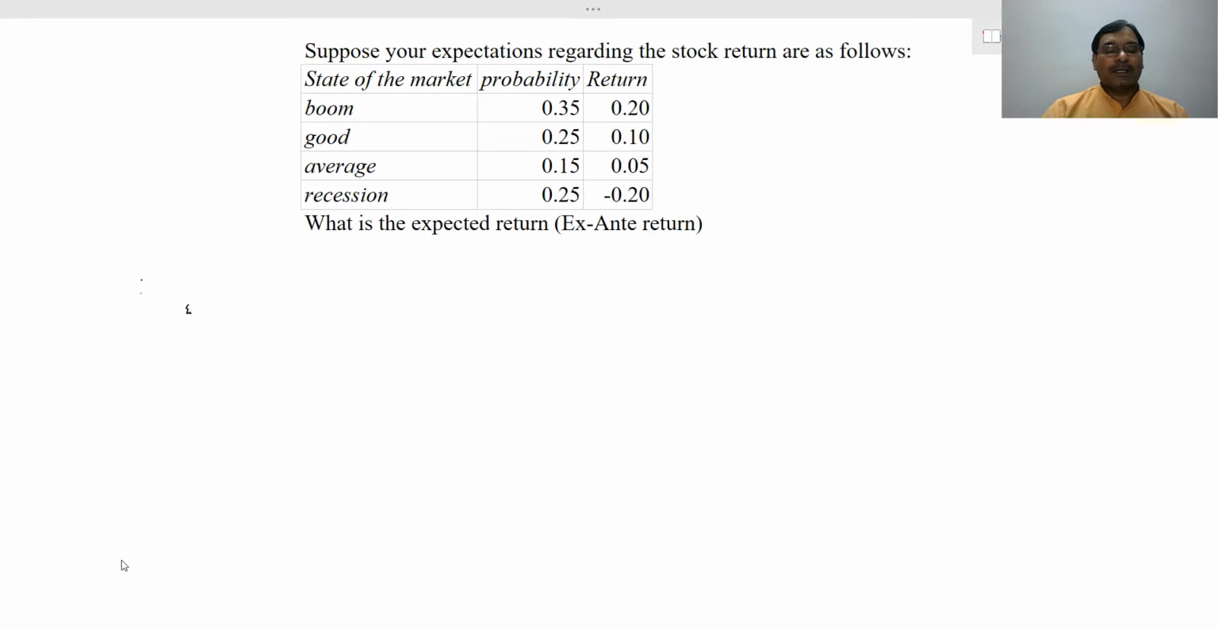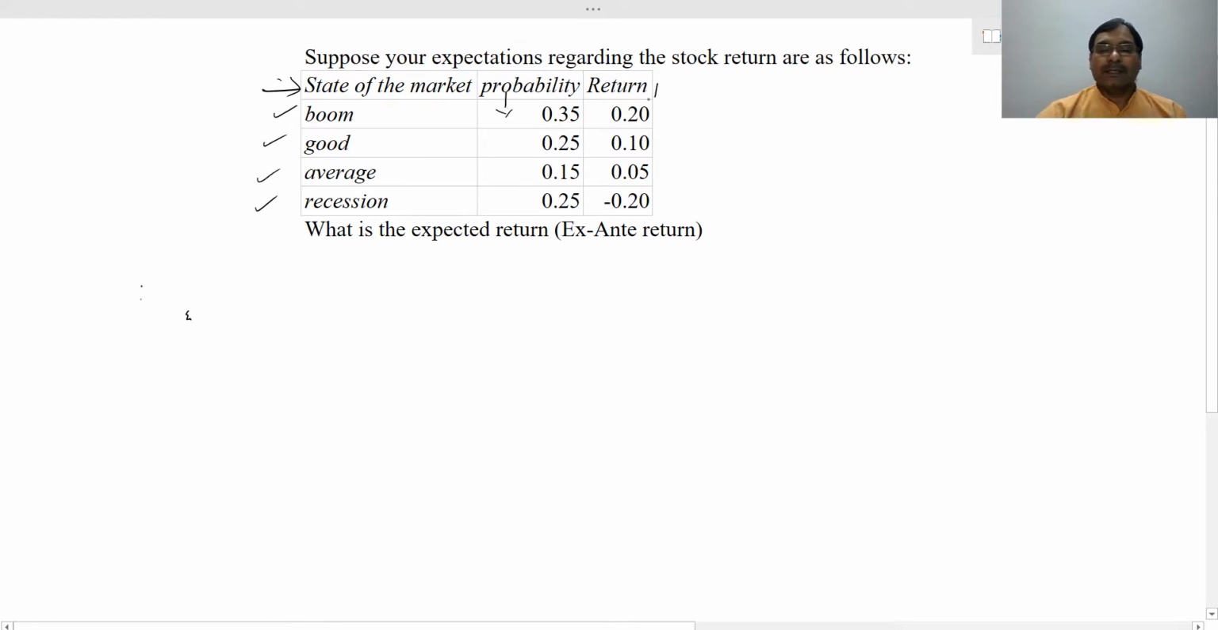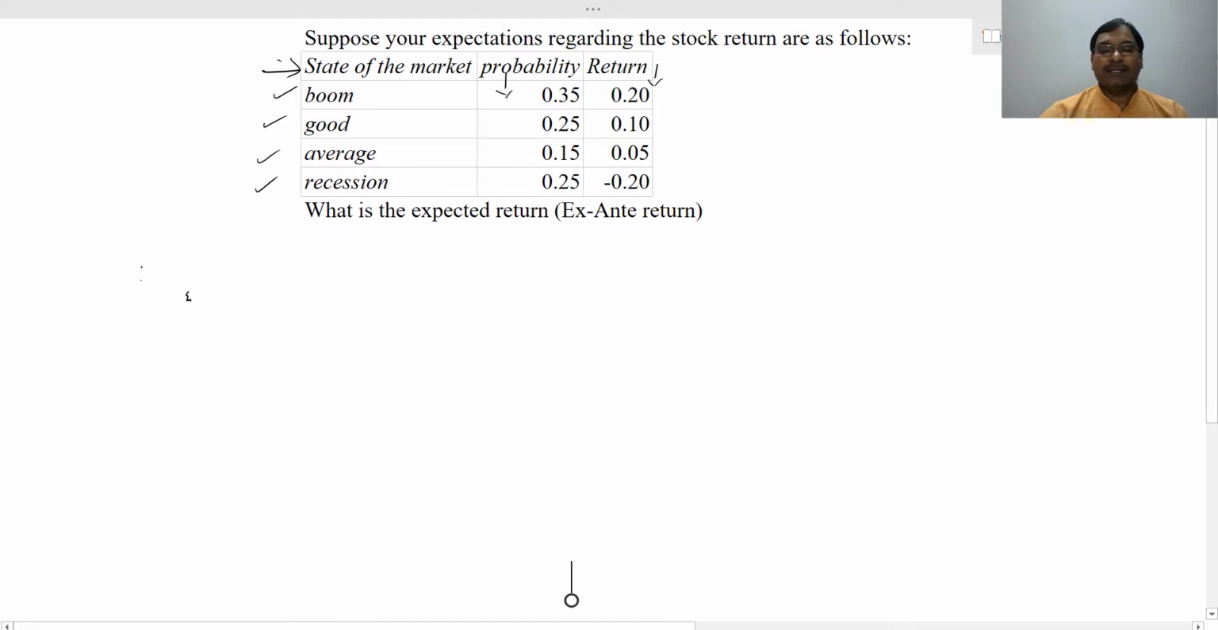So here is a scenario where we give you a state of the market. It has four conditions: boom, good, average and recession, with a probability under each state of the market and the return that you earn in each state of the market. So using these values, we calculate the Ex Ante return, that is called the expected return. So your expected return equals the summation over S of the probability of S, that is the probability of each scenario, times the return on S, the return in each scenario.